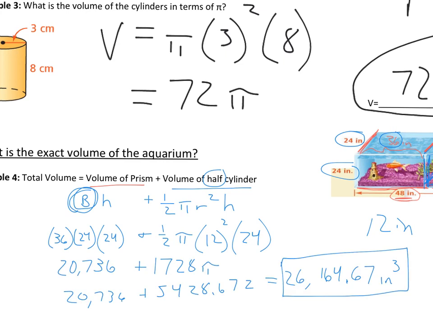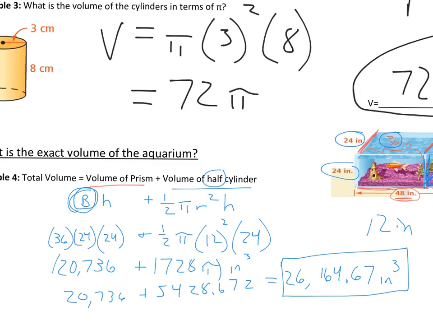So I went ahead and put that in my calculator, guys, and wrote that out. 36 times 24 times 24 got me 20,736. When I worked out the math for the cylinder, that was 1,728 times pi. And if you wanted your answer perfectly, you could just put this in parentheses and put cubic inches and you'd be done. But I decided to multiply that all the way out, and when I multiplied that all the way out, I got 26,164.67 cubic inches.